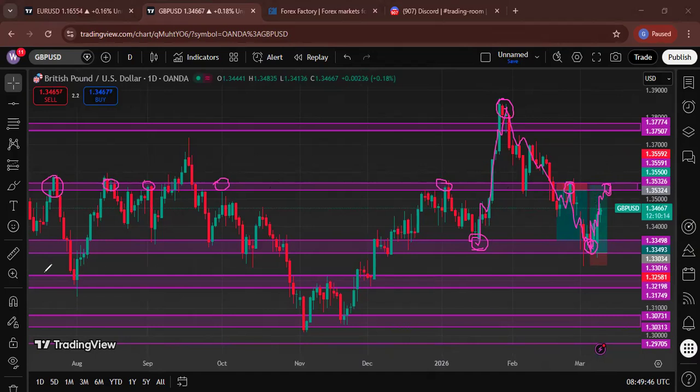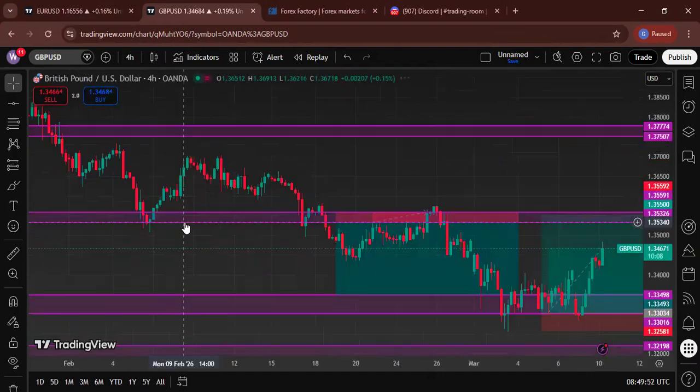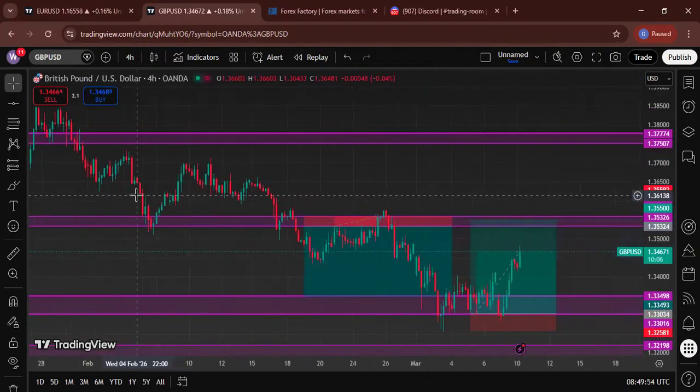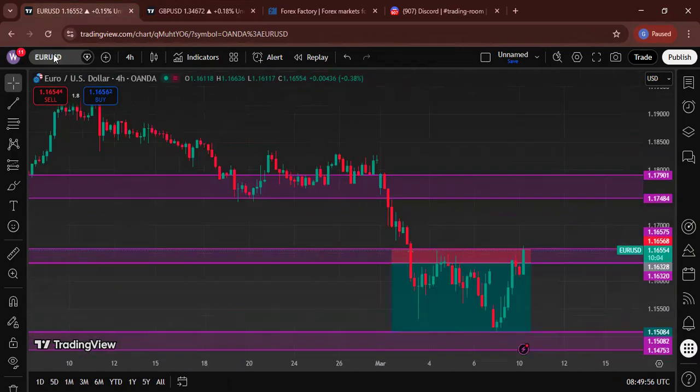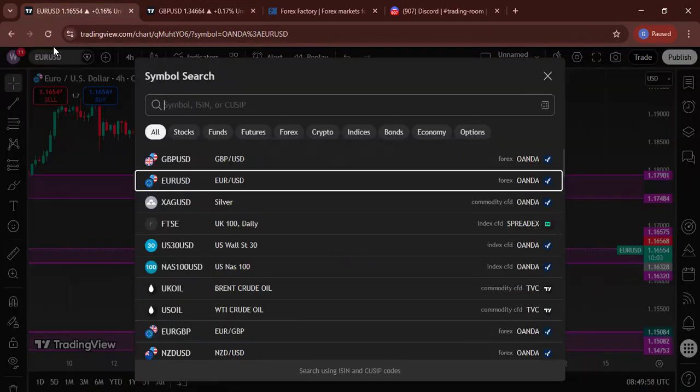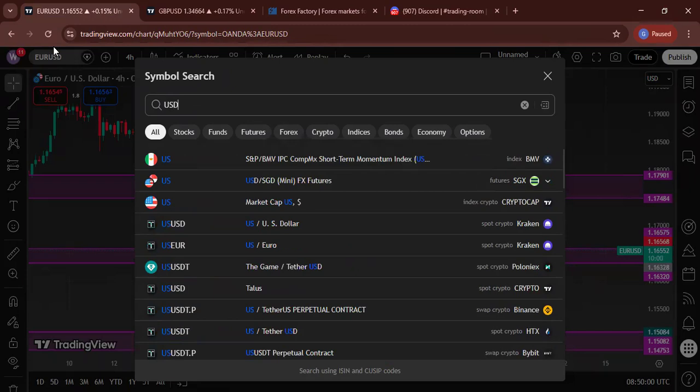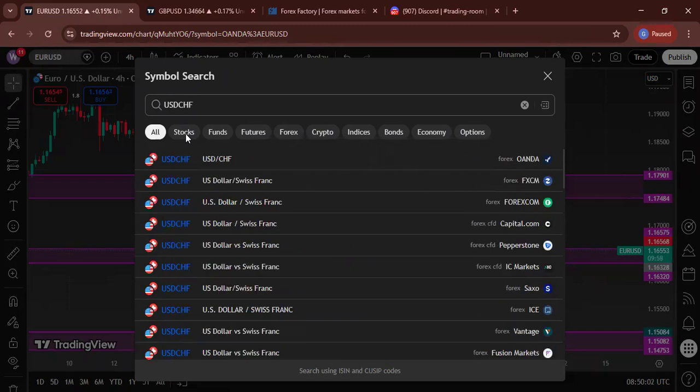So this is the mid range. Okay. So we have that. Let's just observe and see how price gets to react to this. Then let's have a look at USD CHF. USD CHF. This is what you have.